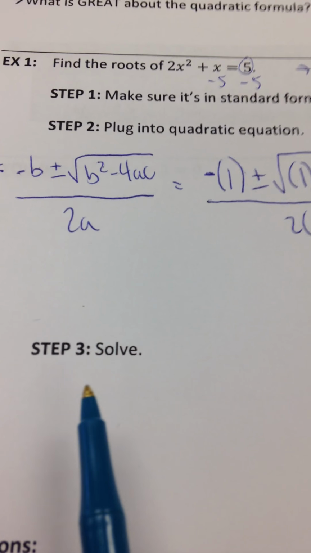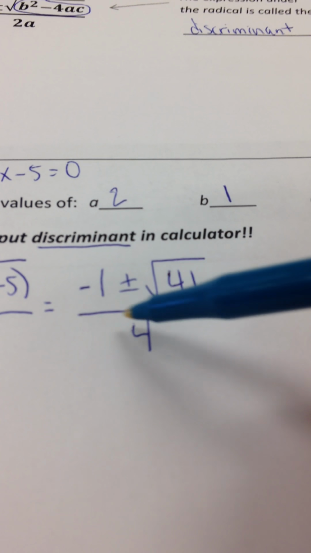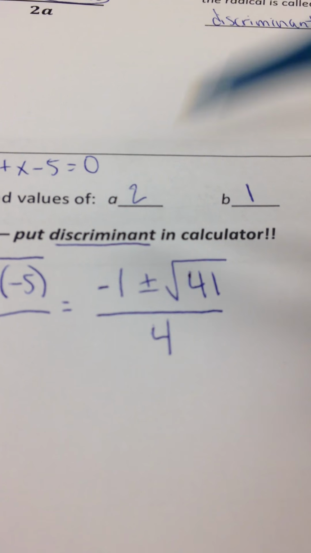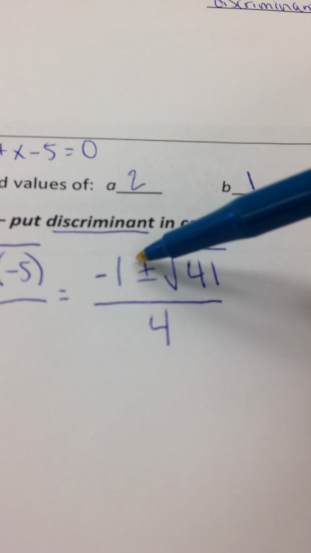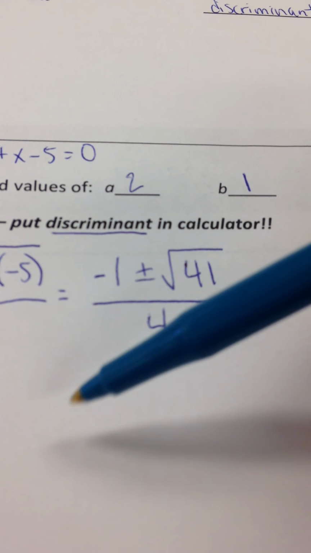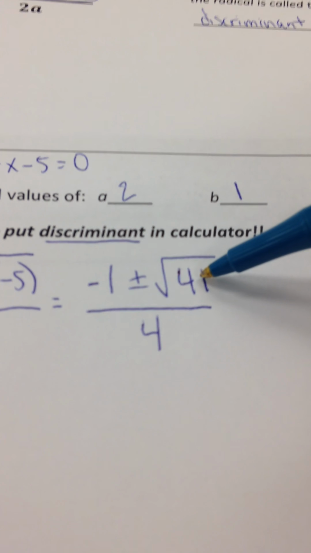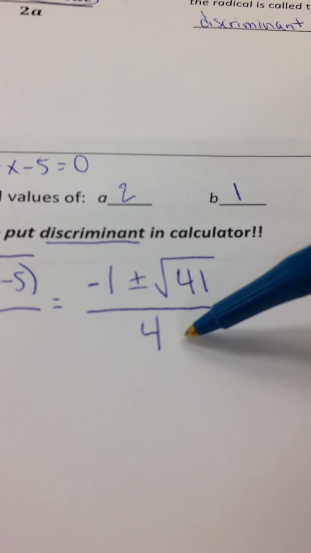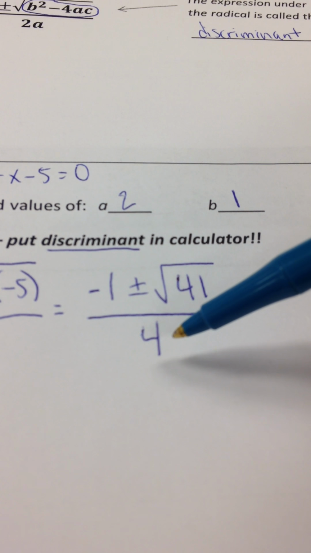Okay, so we've completed step number 2, which is plugging in and simplifying. So step number 3 is to solve. So at this point, we are going to really examine this simplified form. This says -1 plus or minus. So literally, you're going to have to do 2 solutions here. One of the times you're going to input -1 plus the square root of 41 divided by 4. And then the other time you're going to do -1 minus the square root of 41 divided by 4.